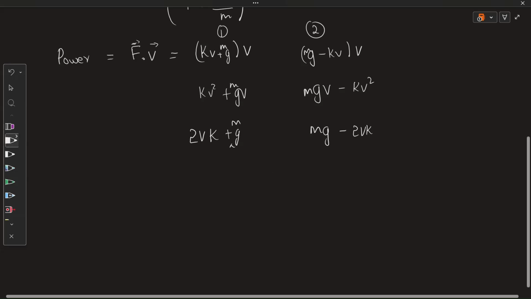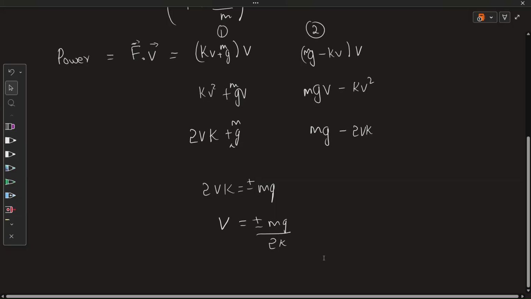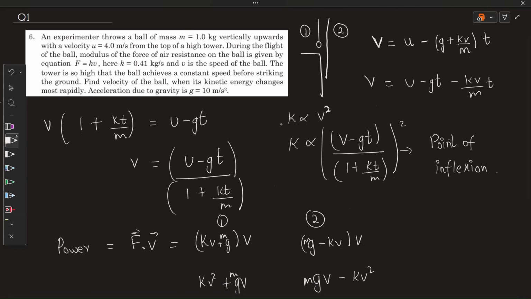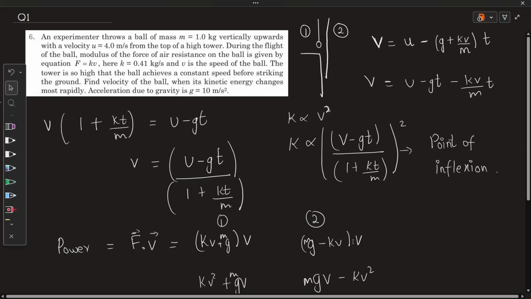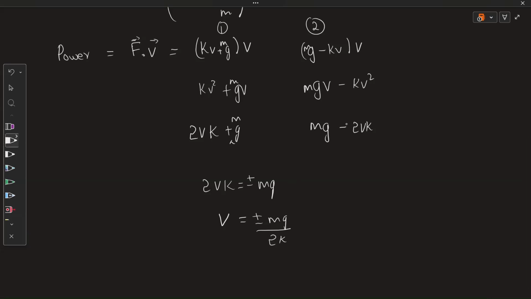What I get is 2Vk is nothing but minus mg. It's plus or minus because I'm considering the two cases. So v is nothing but plus or minus mg by 2k. This is the required equation. So the velocity of the ball when the kinetic energy changes most rapidly is plus or minus mg by 2k. This is a much shorter way, correct?